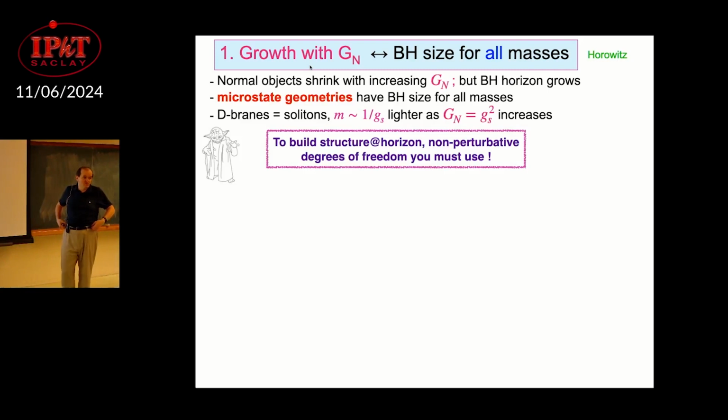This is Gary Horowitz's way of killing it, and we checked all the factors of G string and everything, and it has exactly the right growth to replace the black hole for all values of G string, or for all values of the mass. Nobody else, none of the other proposals do that.